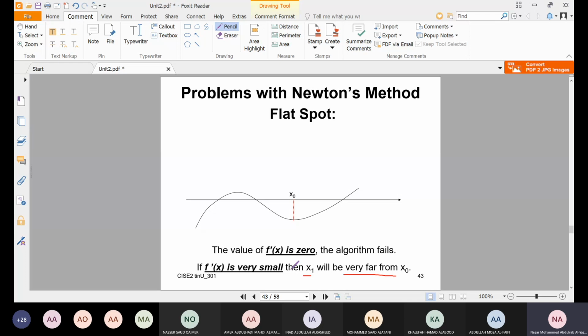Okay, if the value of the derivative is very small, so here, for example, this is x i, and this is equal to x0, and we have here the function itself at x0 over the first derivative at x0. If this value is very small, then the value here will be very large. So the error between this value and the initial guess will be very large. So in this case, our estimate will be very far from this one.